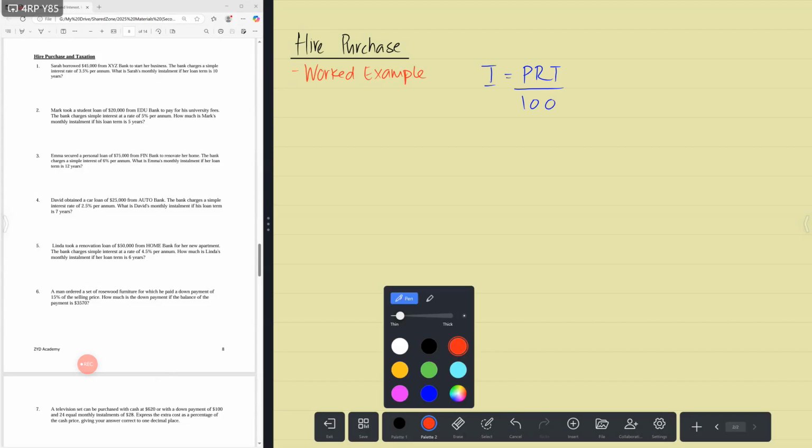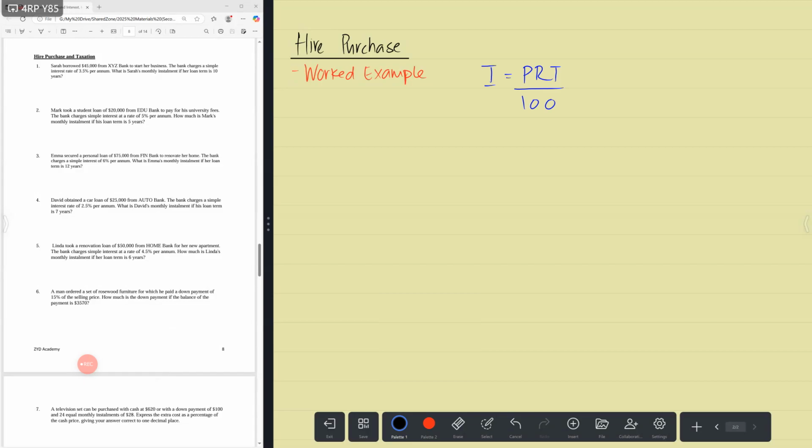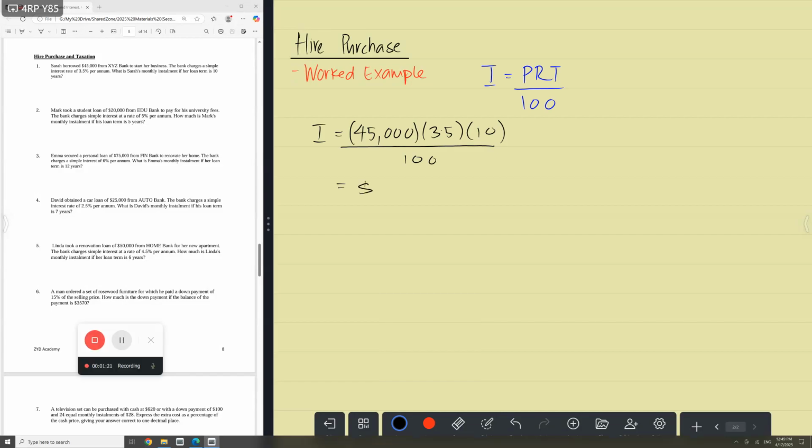Going back to using it, from here I can say that the interest, I equals, the principal is 45,000, the rate is 3.5%, and the loan term is for 10 years, then divided by 100. Using your calculator, you will get $15,750. Okay, this is the interest.